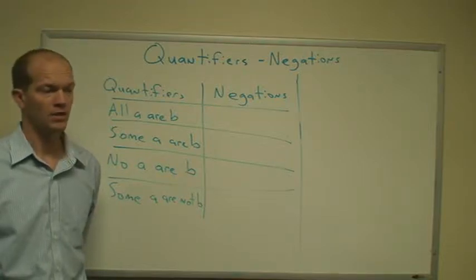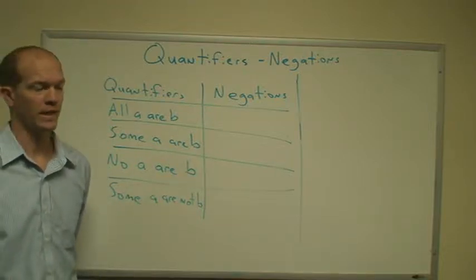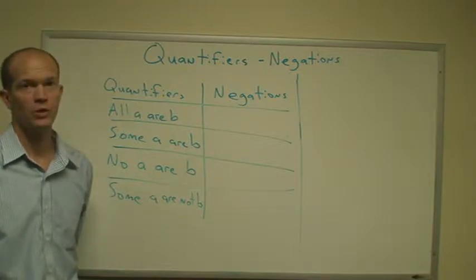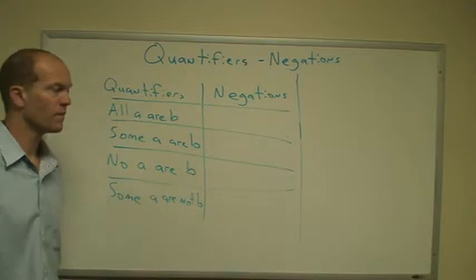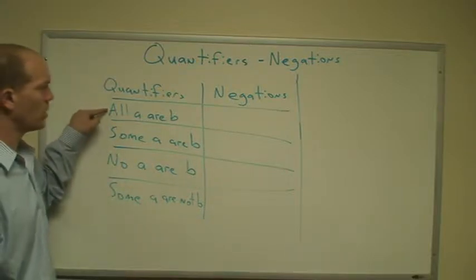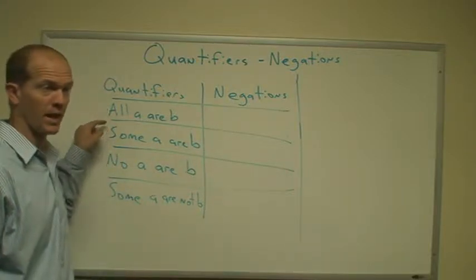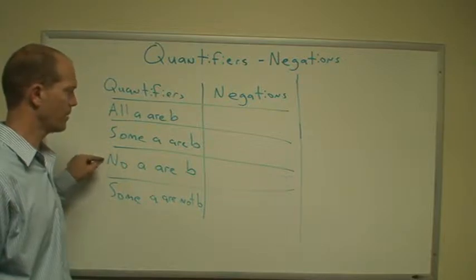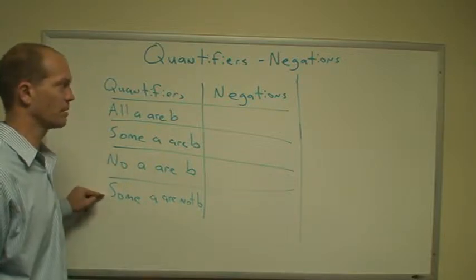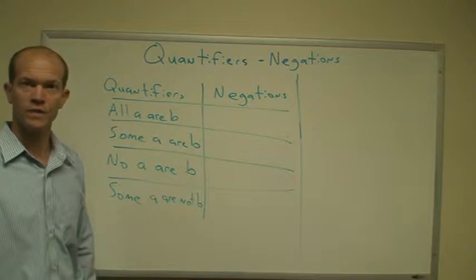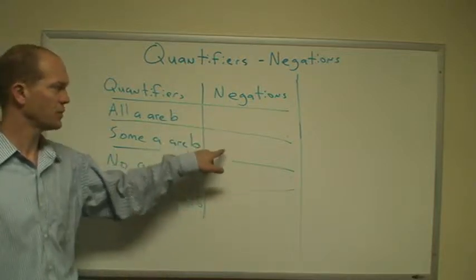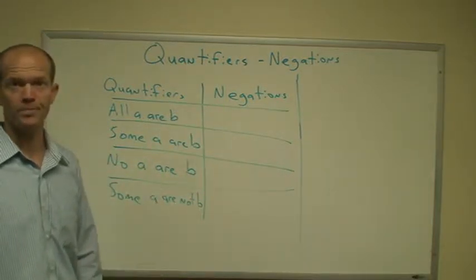In this video, I'll discuss the use of quantifiers and their negations. You'll want to have your notes with you as you watch this video. Recall that the four quantifiers we'll use in this class are: all A are B, some A are B, no A are B, and some A are not B. Throughout the rest of this video, we'll determine the negations for each of these four quantifiers.